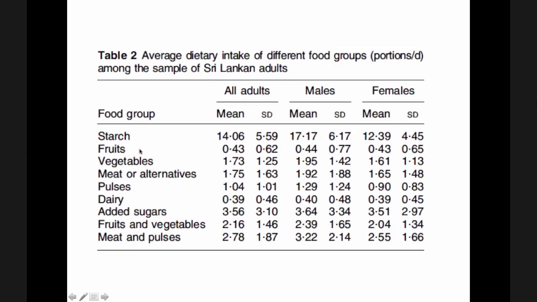If you take fruits, they also contain carbohydrate. If you take a pulse, it also contains carbohydrate. If you take dairy, it also contains carbohydrate. So it's not a carbohydrate, it's a starch. In Sinhalese, we call it piti, saita ahara. And this is like a Sri Lankan intake.